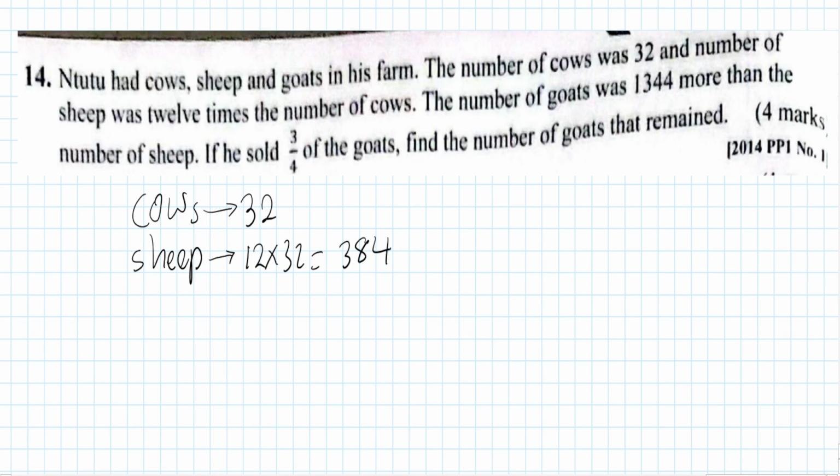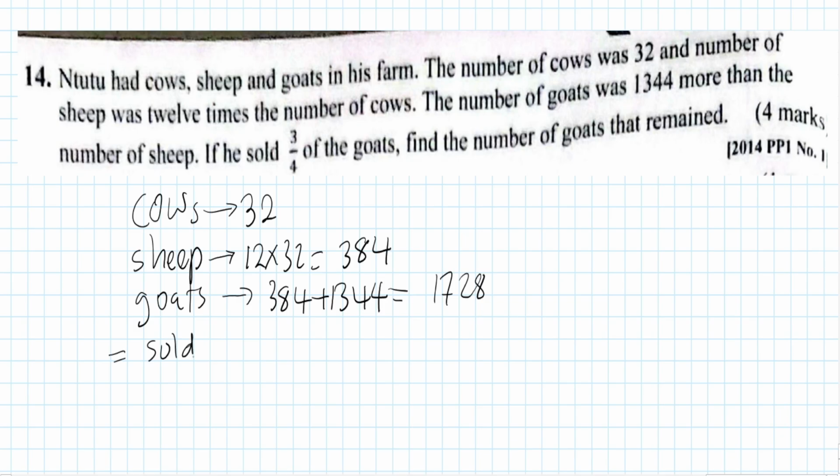The number of goats was 1,344 more than the number of sheep. So you take 384 plus 1,344. If you take that plus 1,344, you'll get to 1,728. So you talk about 1,728. Now, if you sold 3/4 of the goats, you sold 3/4 of the goats.